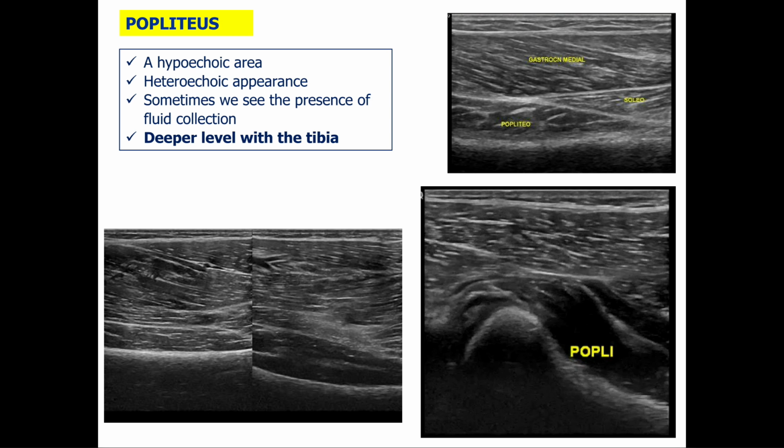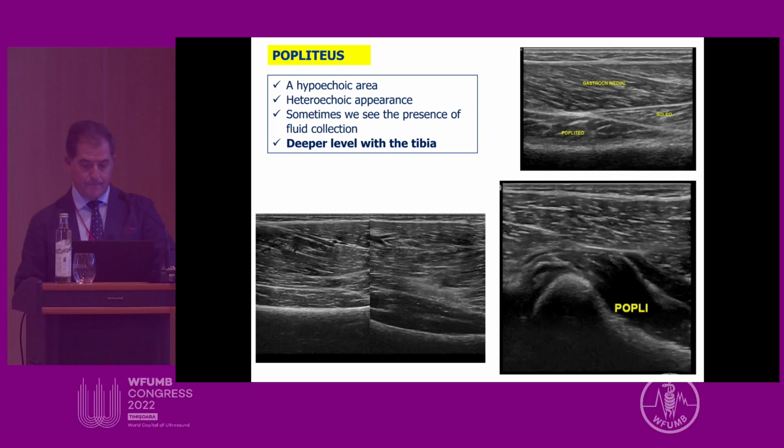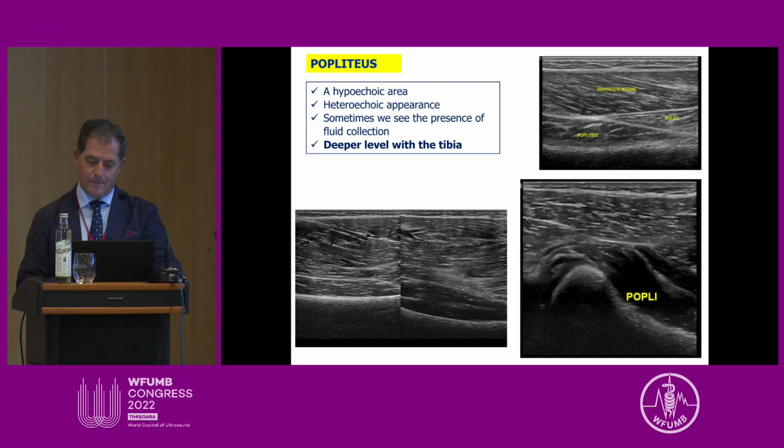This sonoanatomy image is very beautiful because we see the popliteus muscle with the intersection with the soleus. This is the bed, and above we find the gastrocnemius medialis. With this image, we can compare the fibular pattern in both muscles. In this case, we compare both legs.